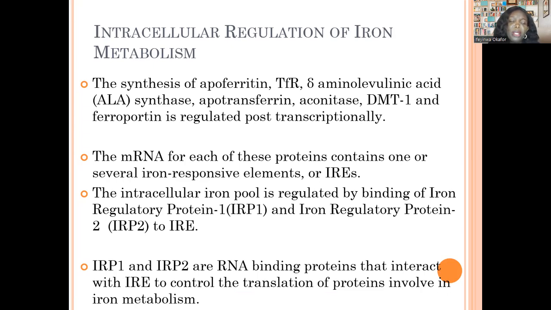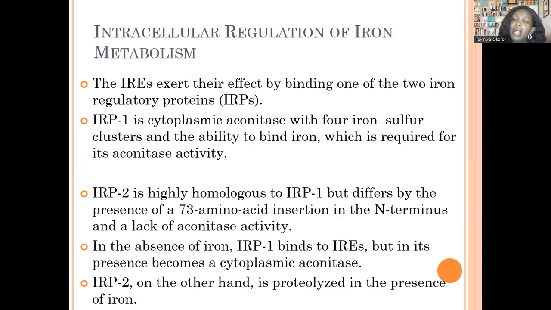Now, iron regulatory protein 1 and iron regulatory protein 2 are RNA binding proteins that interact with iron-responsive elements to control the translation of proteins involved in iron metabolism. The iron-responsive elements exert their effect by binding one of the 2 iron regulatory proteins. Iron regulatory protein 1 is cytoplasmic aconitase with 4 iron-sulfur clusters and the ability to bind iron, which is required for its aconitase activities.